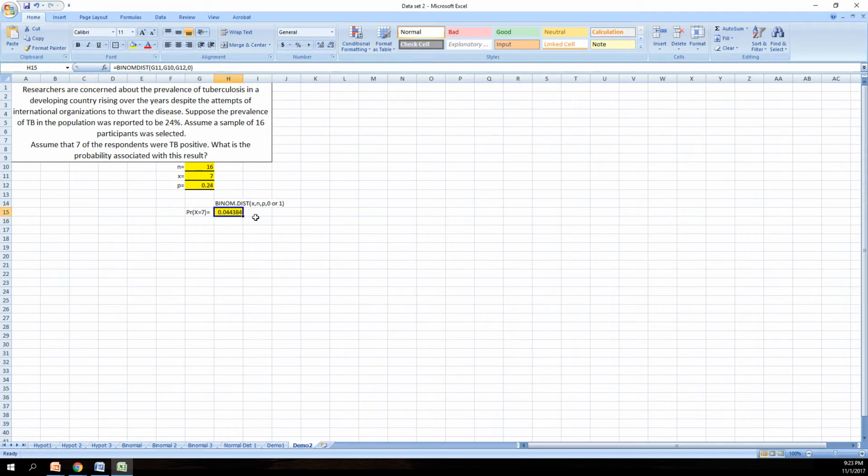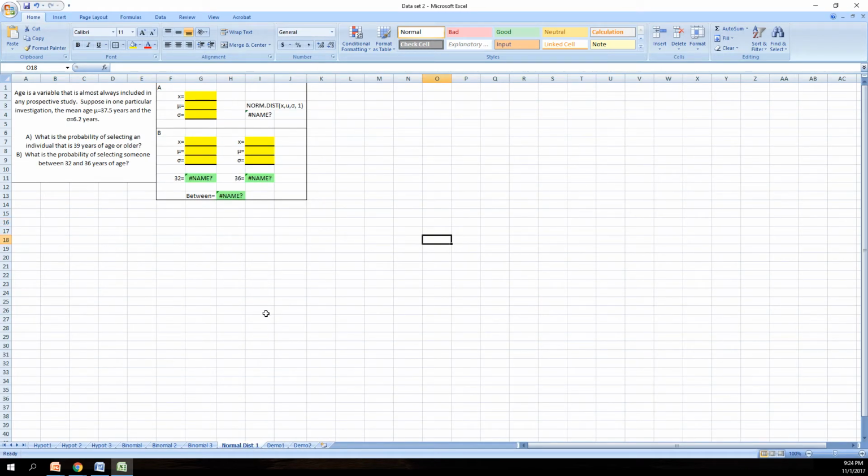A 0 will mean you're finding the exact probability of that number, so in this case 7. But if you wanted to know the cumulative probability, say the probability of selecting between 0 and 7 of the 16, you just change that 0 to a 1, hit enter, and there would be a 97.8% chance of finding between 0 and 7. So it's the cumulative probability if you put 1 in at the end. But for this one, we just wanted 0.